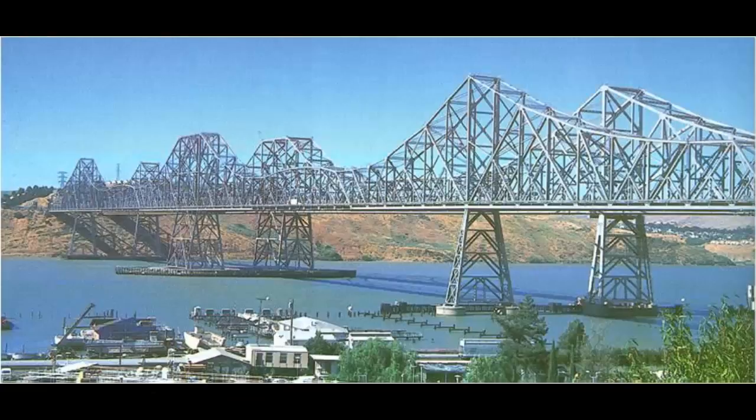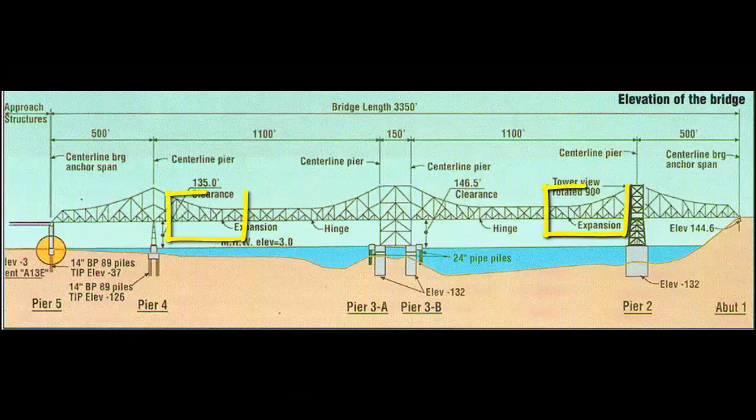Roller joints that allow expansion and contraction aren't ideal in all situations. The Carquinez Strait bridges in California are so long that multiple contraction joints were needed. The two expansion joints shown in the diagram allow expansion in the summer and contraction in the winter to occur without pulling the bridge apart.